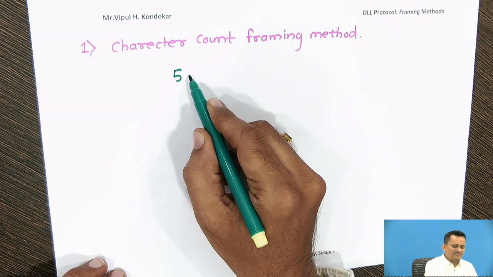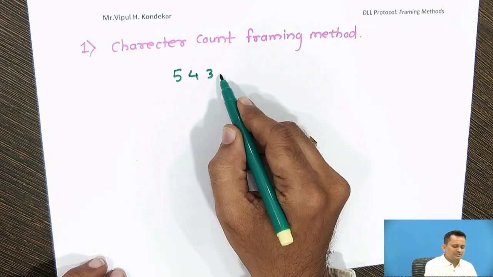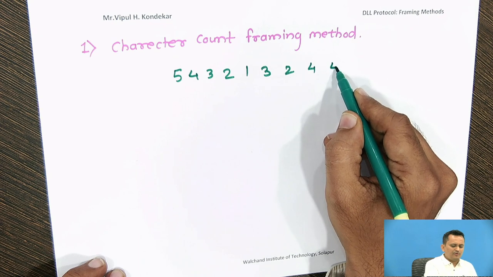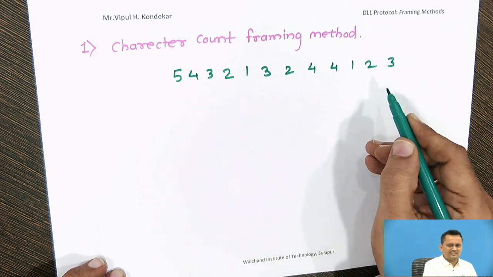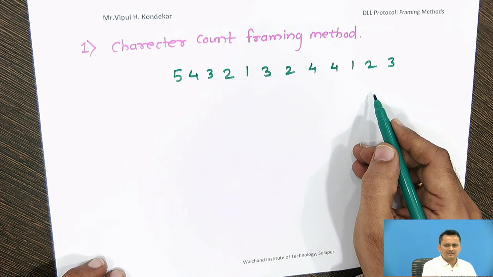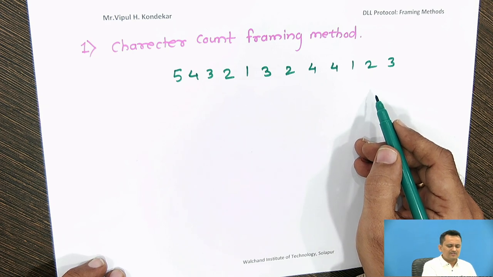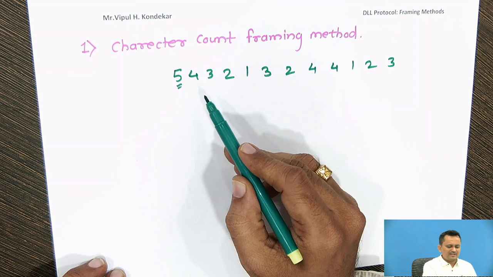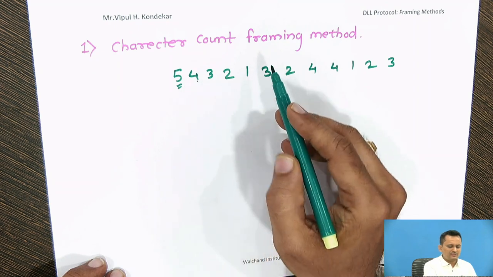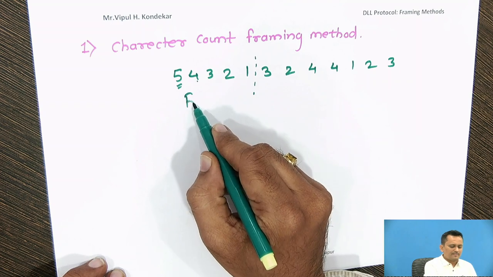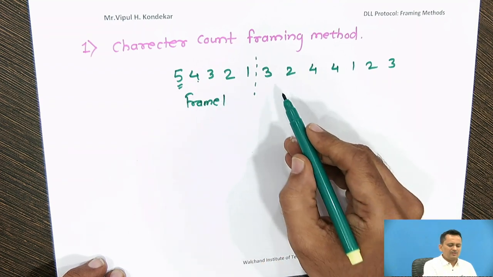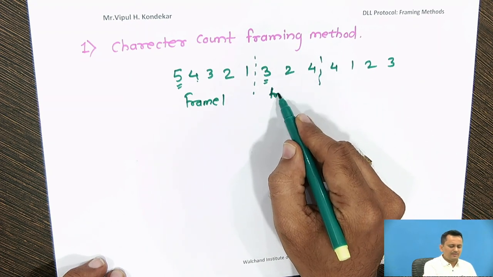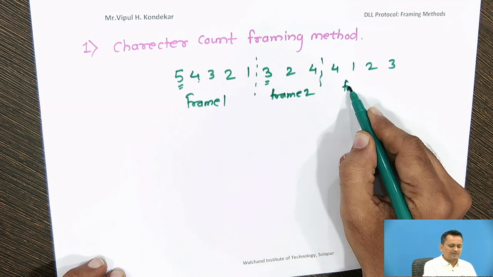So let us say after this 5, what comes is 4, 3, 2, 1. Let us say again it is 3, 2, 4, 4, 1, 2, 3. These are the characters sent by the character count framing method. So how exactly are frames considered? First will be the character count, and it indicates that in the first frame there are 5 characters including this one: 1, 2, 3, 4, 5. So this will be frame number 1. Now the next character count is 3, so the next frame has 3 characters. This will be frame number 2 and this will be frame number 3.